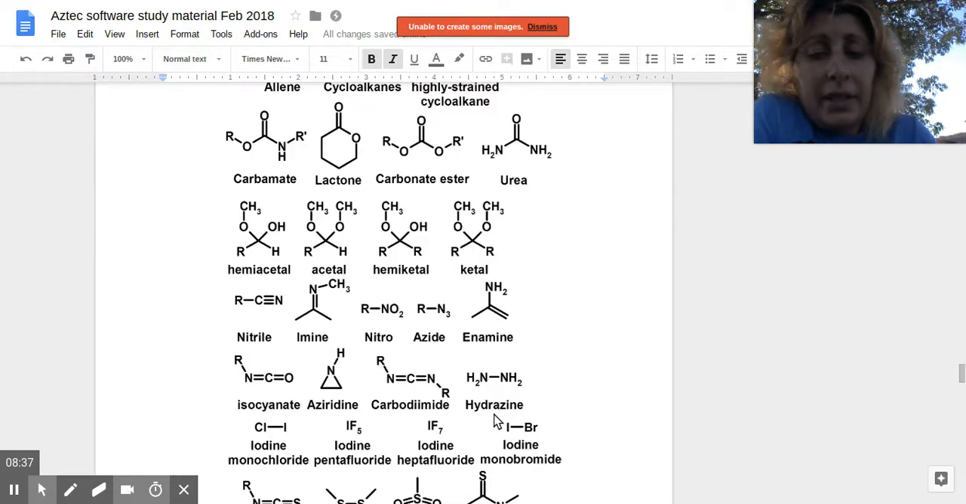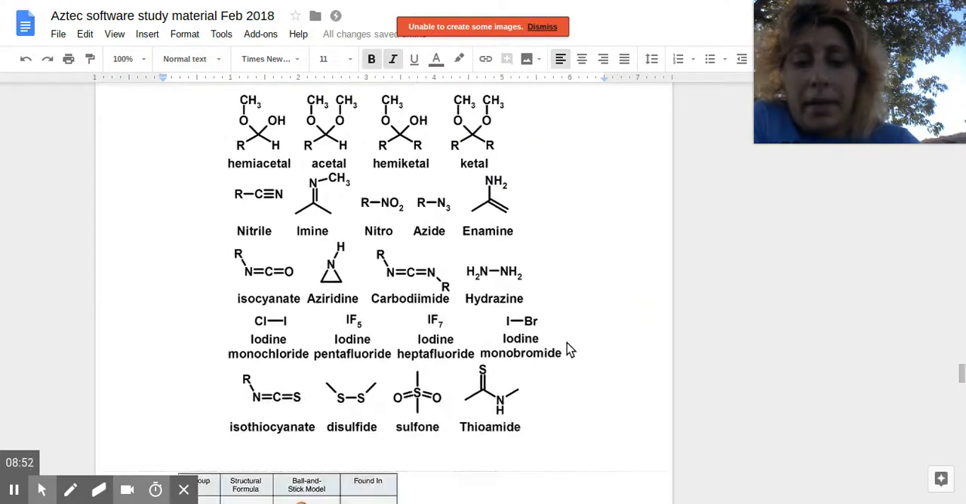Iodine monochloride is a chlorine and an iodine. So 1 chlorine, 1 iodine. Iodine pentafluoride, IF5. Heptafluoride, IF7. Iodine monobromide.